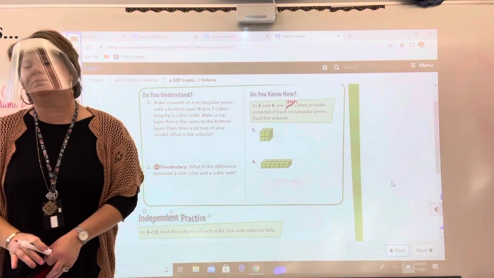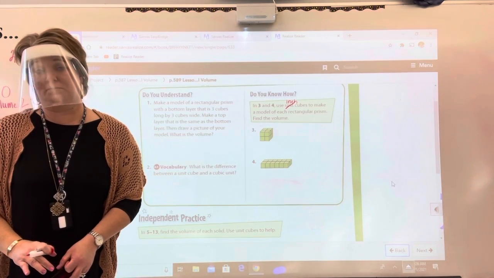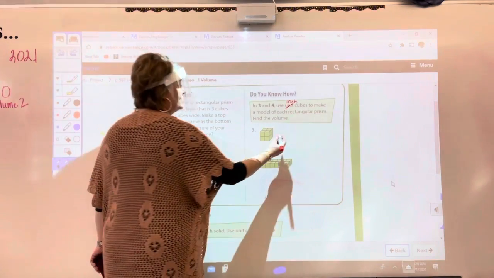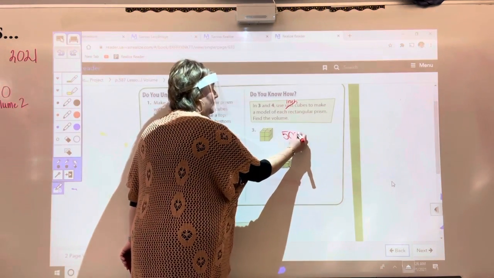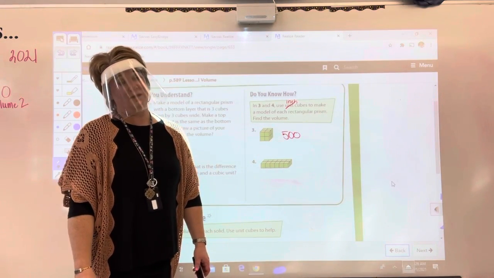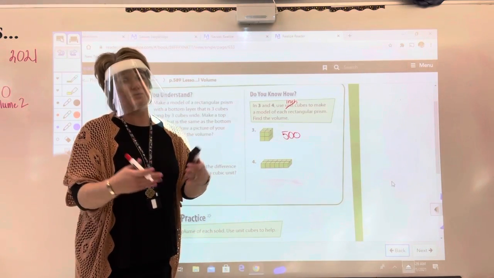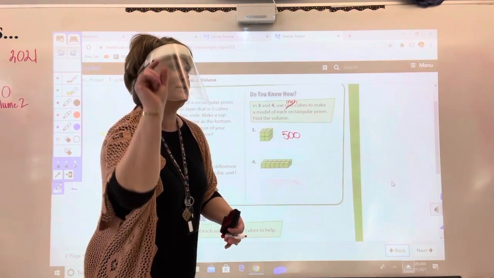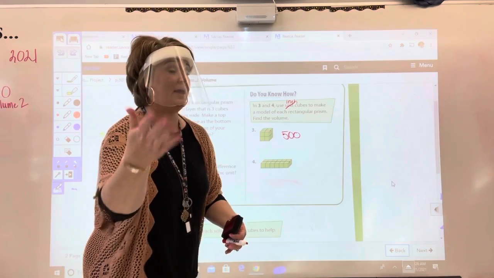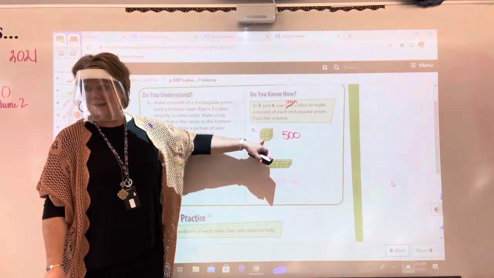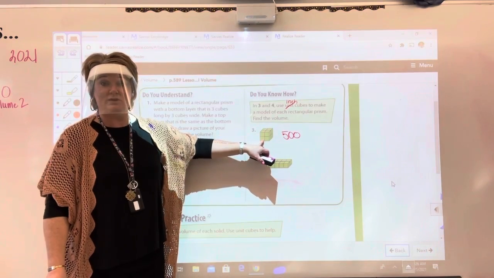So your answers better say inches cubed. It has to. If you gave me the right answer, let's say the answer to this was 500. But you ran off and left it and you didn't put inches cubed, I would have to check it wrong. You have to put inches cubed. Why? Because there's a, what is the L? Length. And there's a width and there's a height. Don't you agree? That's not flat. That's three-dimensional.